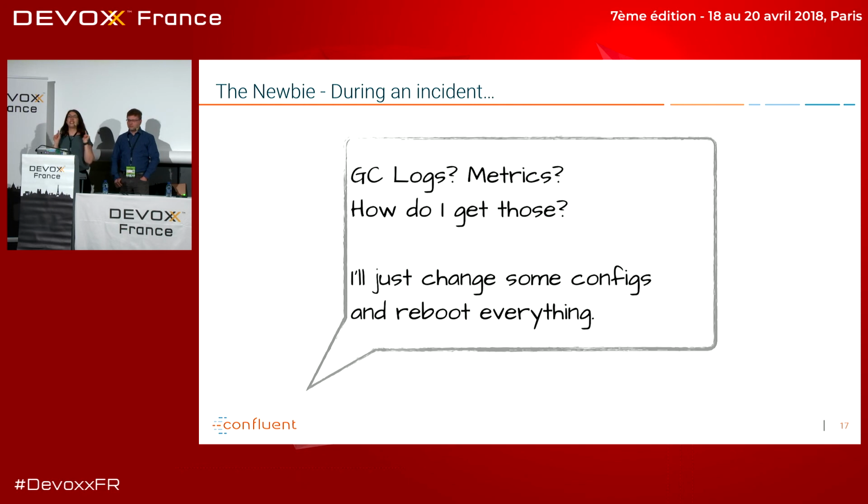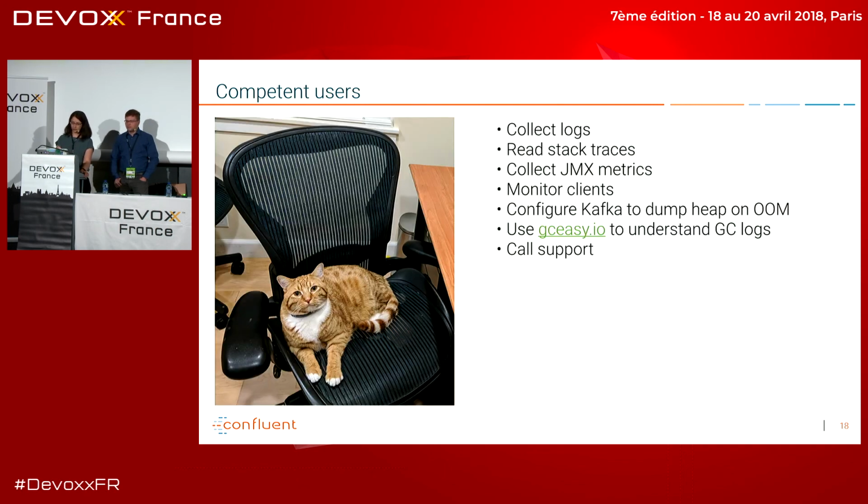Spoiler alert, it never gets better. Changing random configuration and bouncing brokers a few times never really resolved anything. Actually, bouncing brokers in itself is kind of a heavy operation. It causes a lot of leader election. Rebooting brokers doesn't usually solve issues. So this is what most newbies do and what we really, really hate in support, because it takes a lot of time to figure out what happens because we need to teach them how to collect logs.